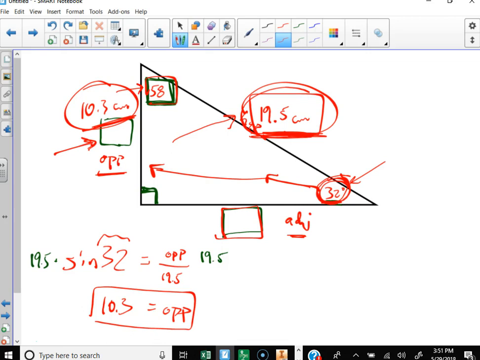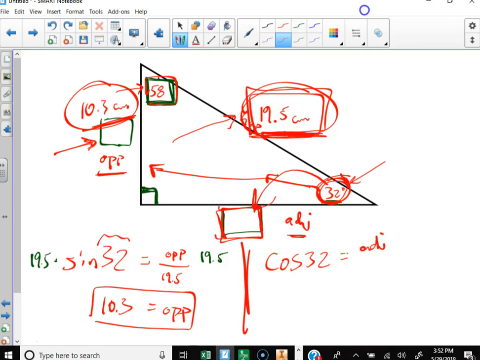So, if we're looking for the adjacent side and we want to use the hypotenuse, what trig function do you want to use? That's right, cosine. Cosine of 32 degrees. What is the cosine of 32 degrees? It's going to be the adjacent, which I don't know, over the hypotenuse, which is 19.5.